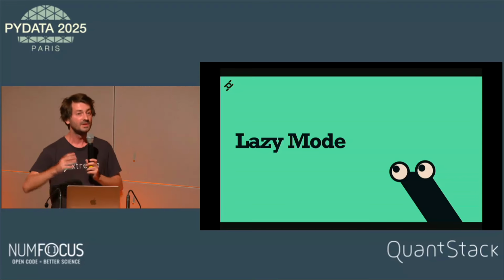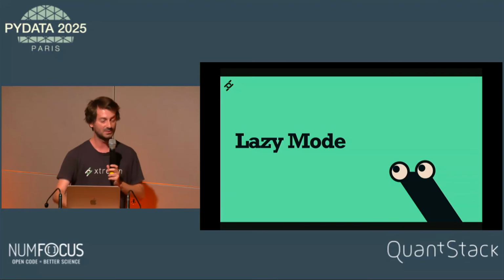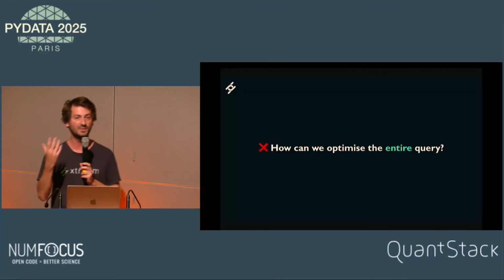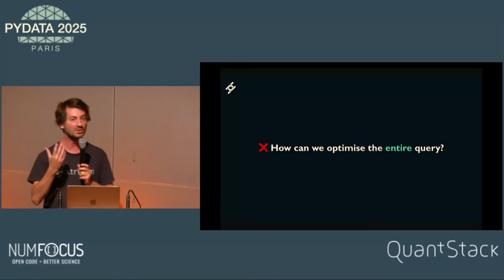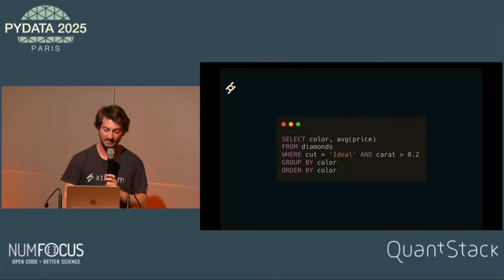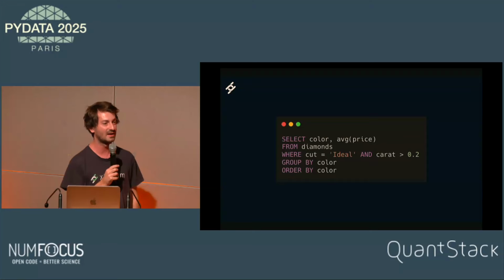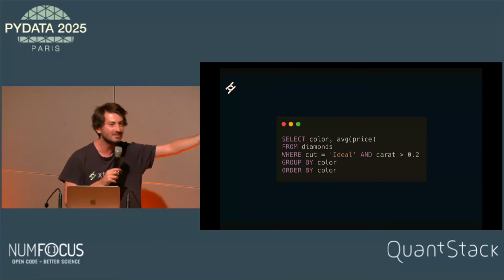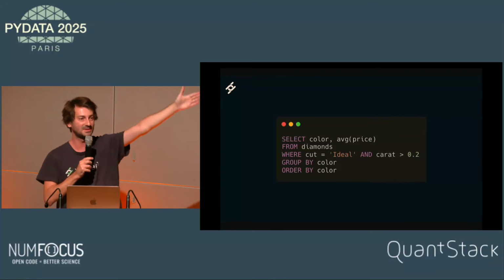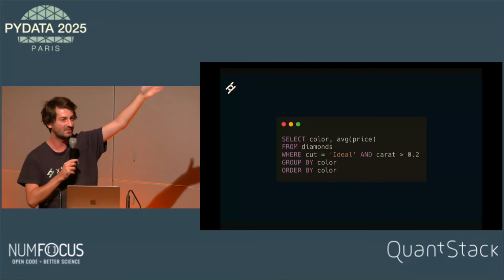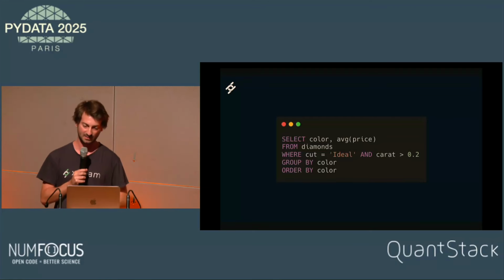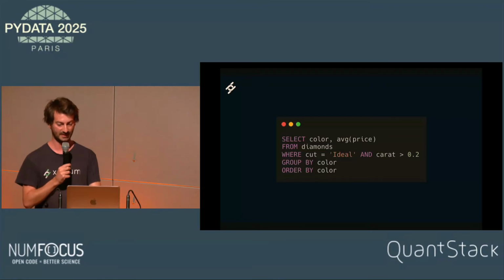But still, you get the two problems that I've introduced before. And how can we solve the first one? So how can we optimize the entire query and not just operation by operation? This solution was found many decades ago, and it is implemented in every relational database. So Polars did not discover anything new. It just put the pieces together, as often is done in science and engineering.